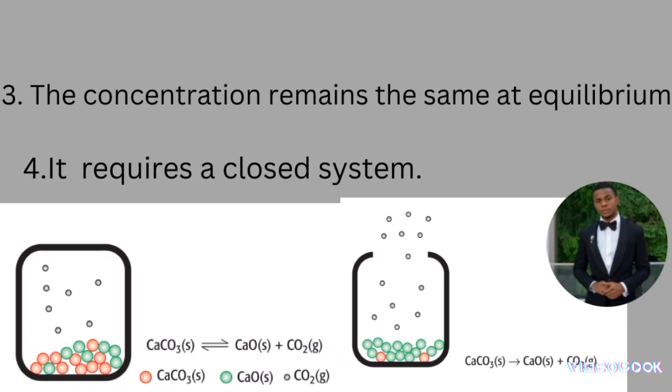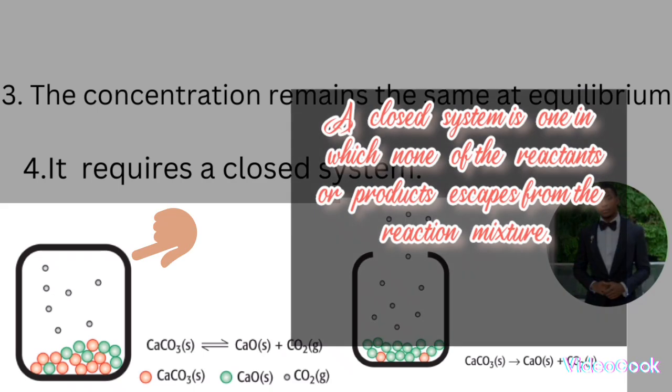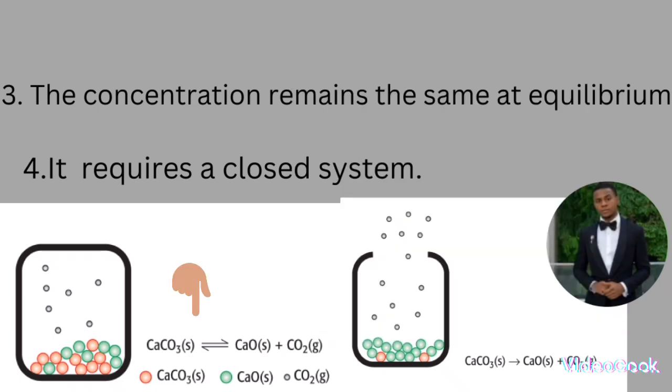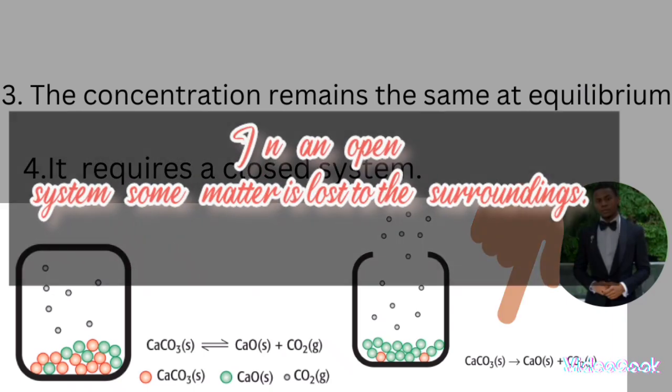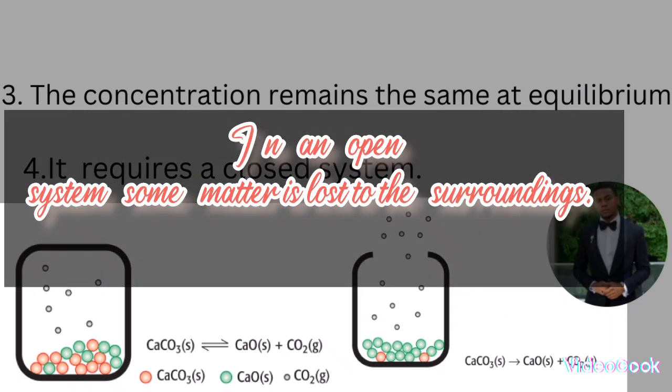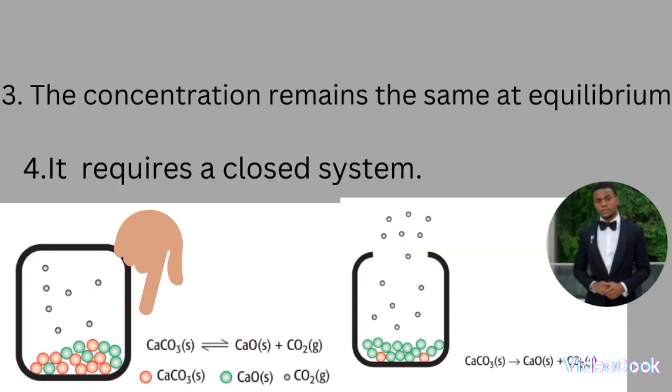And another thing about equilibrium reactions is that they're supposed to occur in a closed system. So now if we look at the example of calcium carbonate decomposing to give us calcium oxide and carbon dioxide, we see that if the system is left open, it won't be an equilibrium reaction, but when the system is left closed, the reaction is equilibrium.